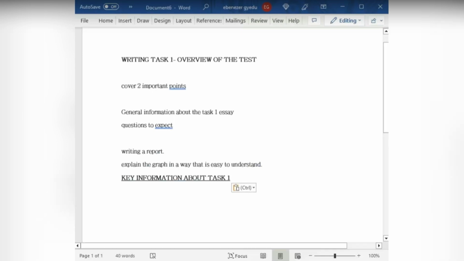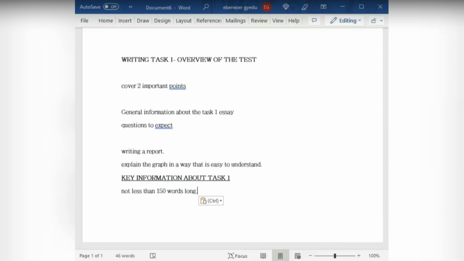In the writing task 1, you are asked to report on a graph, not less than 150 words long. You are supposed to write both the writing task 1 and task 2 in 1 hour. So spend only 20 minutes on the task 1. The writing task 1 takes about 33.3% of the total marks in the writing test. The writing task 1 takes half of the marks of the writing task 2. So when you compare the writing task 2, the marks given is double that of the writing task 1.